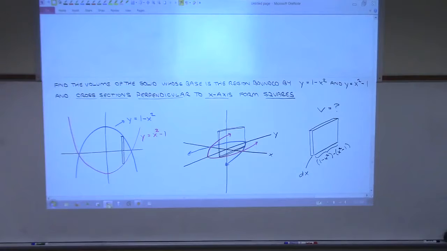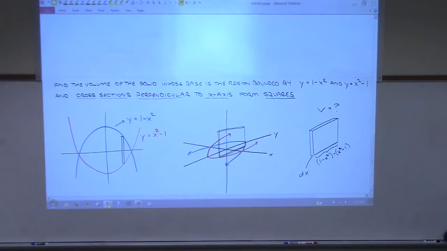And cross sections perpendicular to the x-axis form squares. So this right here, what I'm going to underline, squares, that could change in the problem. We could change that to semicircles, we could change that to circles, we could change that to equilateral triangles. There's a lot of different things it can be. For this particular example, it's going to be squares.